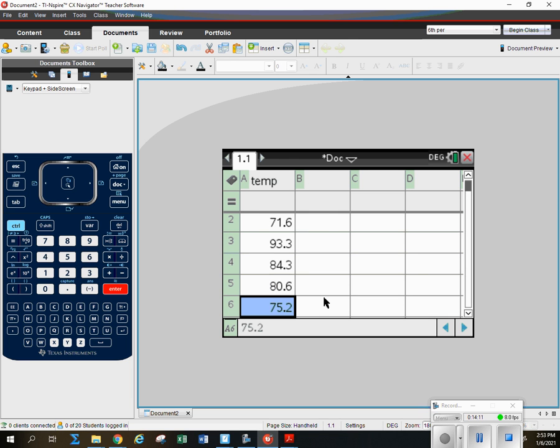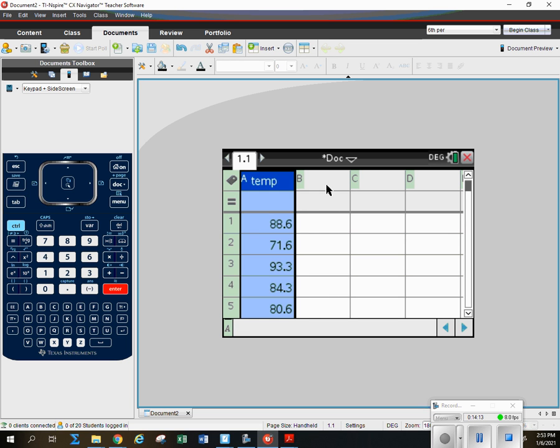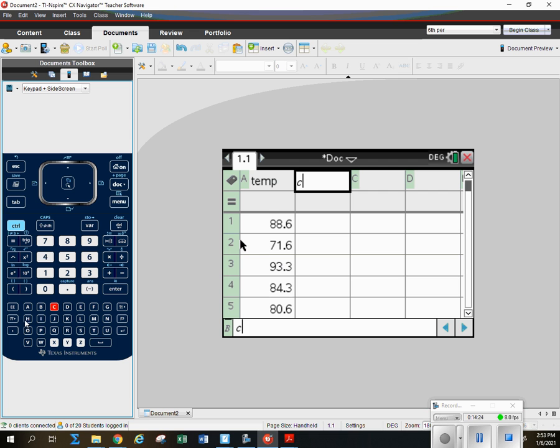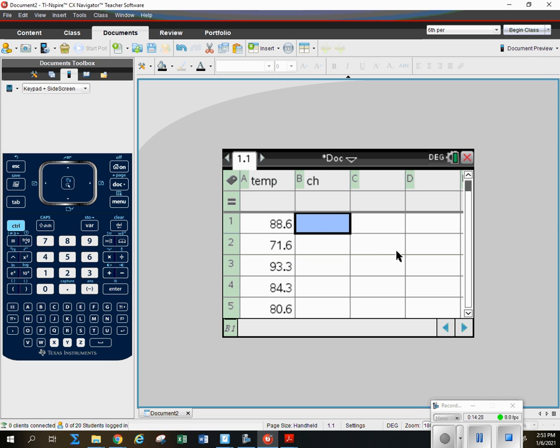Then I am going to repeat the process. It says for me to go back up and go to the box B, and I'm going to label that. That was chirps per second. So you could type out chirps, C-H-I-R-P-S, but I think I'll just do C-H for that. And then we're going to enter those numbers exactly like we did before. So we go through our list and we get all of these numbers entered.